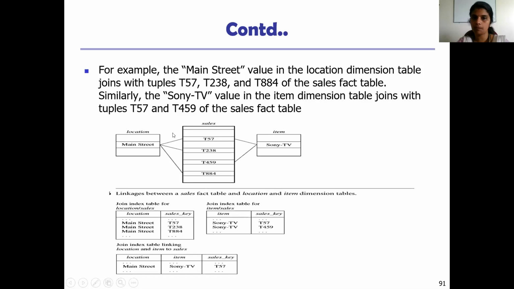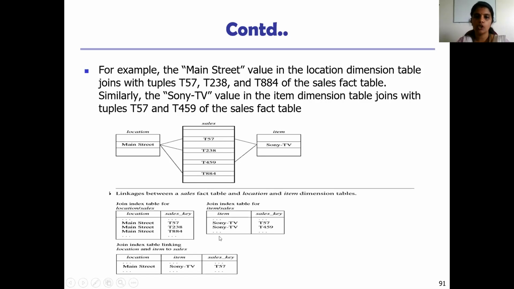Okay, as per mentioned. Now, when I'm forming a join index table for item and sales, Sony TV is associated with T57 and T459. At the next level, when I'm forming a join index table linking location and item to the sales fact table, I'm combining all these together. I'm linking location and item to the fact table sales. In that case, what do I get?